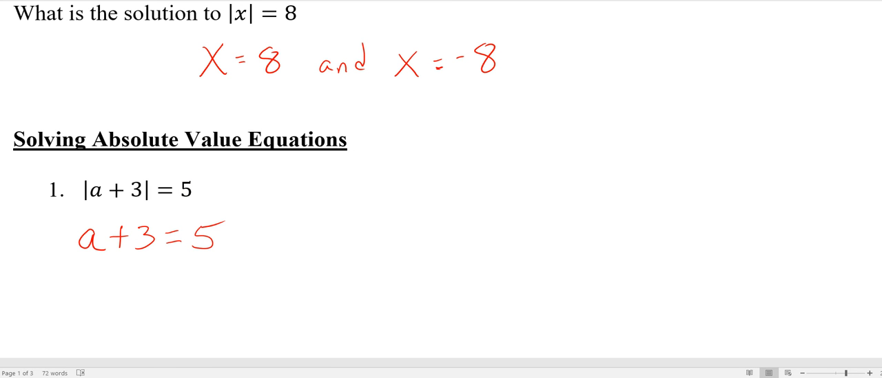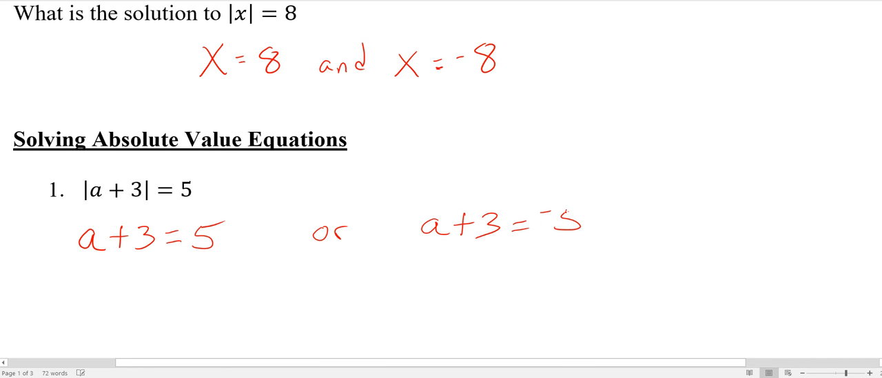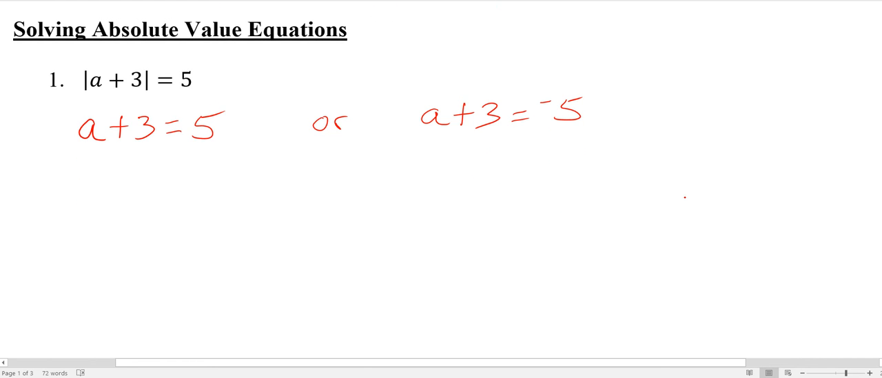What else did we do? We said x, which is what's inside the absolute value sign, is equal to -8 as well. So let's write the word "or" here, because either of these could be true. a plus 3 could also equal -5. So now we have two fairly simple, straightforward equations that would satisfy this absolute value equation. So I'll solve both of these.